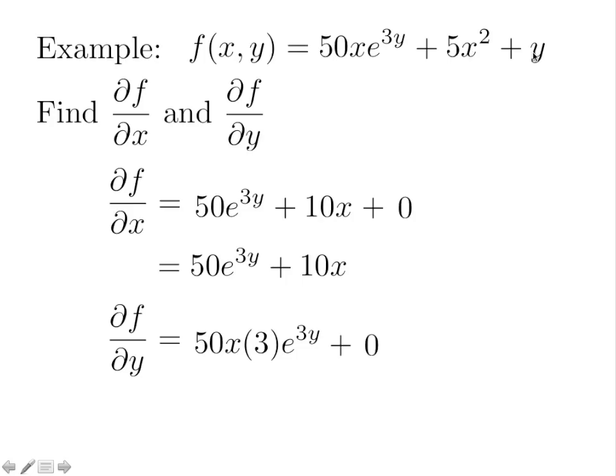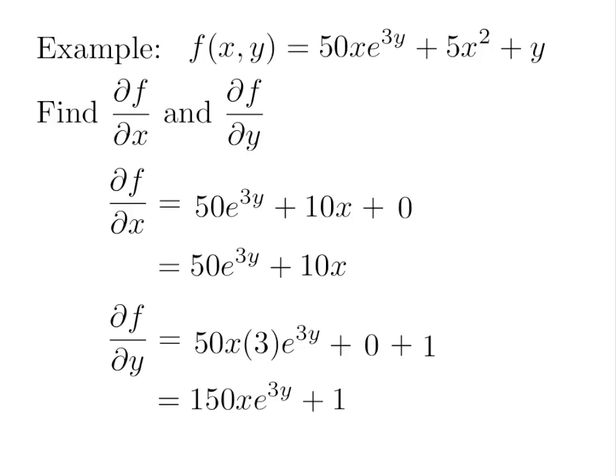And the last term, once again, because you want to take the partial derivative of the function with respect to y, y is a variable, and the derivative of y is actually 1. If you get rid of the 0, you get 150x times e to the 3y plus 1. I get 150 from 50 times 3. So this is the end of the example.